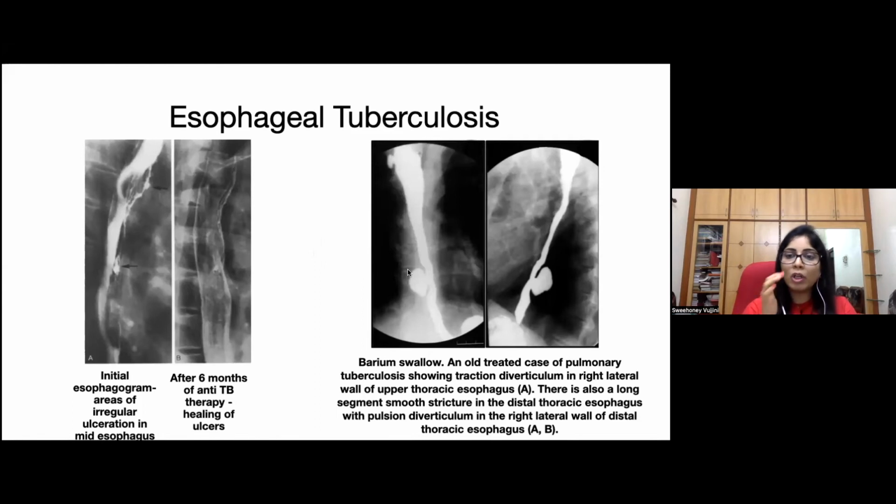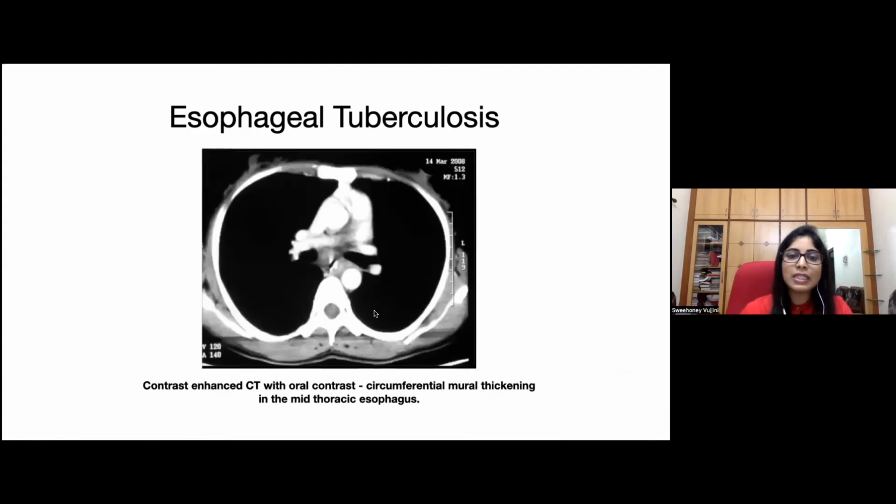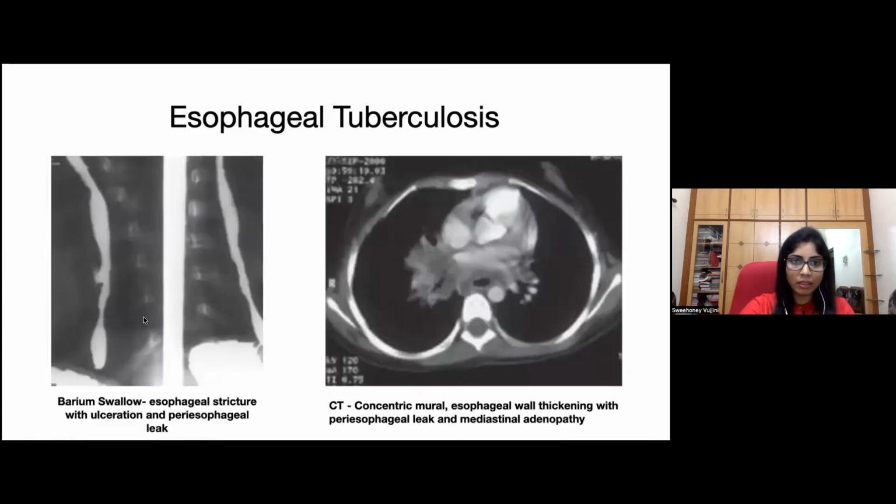This is a barium swallow image of an old treated case of pulmonary tuberculosis, showing a traction diverticulum in the upper thoracic esophagus and a smooth stricture with a pulsion diverticulum in the distal thoracic esophagus. This is a contrast enhanced CT with oral contrast, showing circumferential mural thickening in the mid-thoracic esophagus. This is a barium swallow showing esophageal stricture with ulceration and peri-esophageal leak, same as seen on CT.